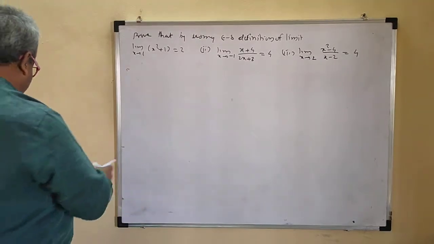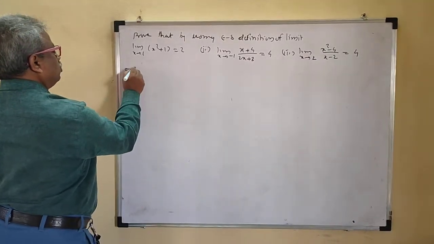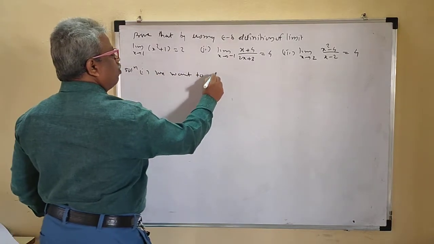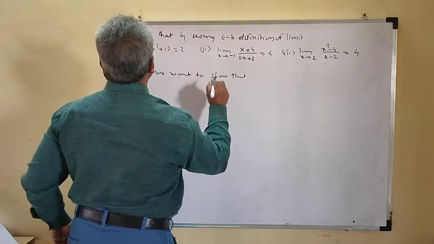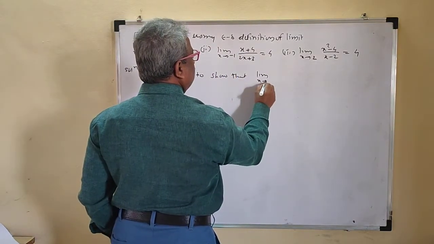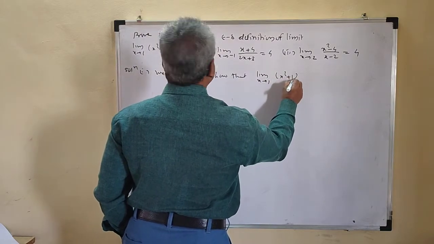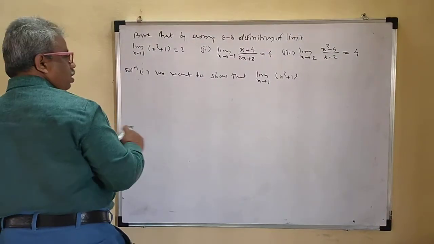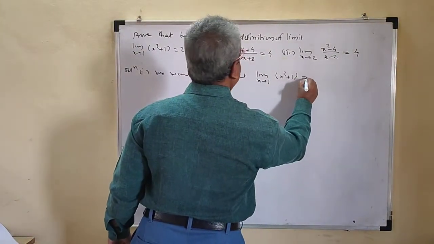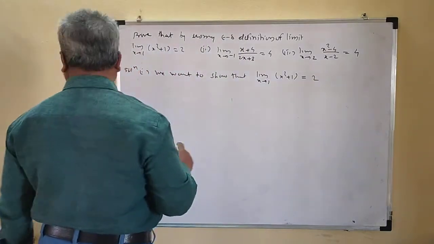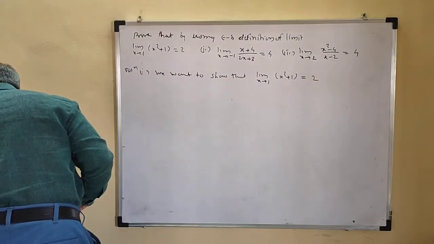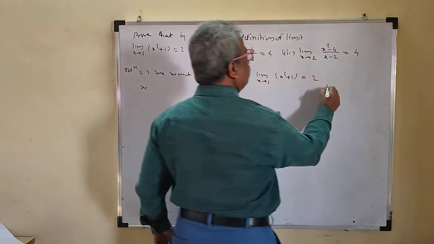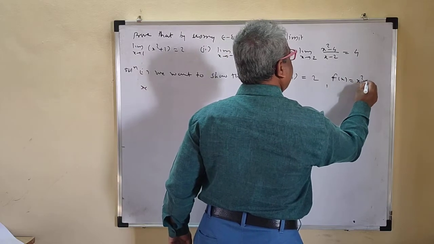Okay, solution of first one. We want to show or prove that limit x tends to 1, x square plus 1 is equal to 2. That is to prove that. So here f of x is what? Here f of x is x square plus 1.